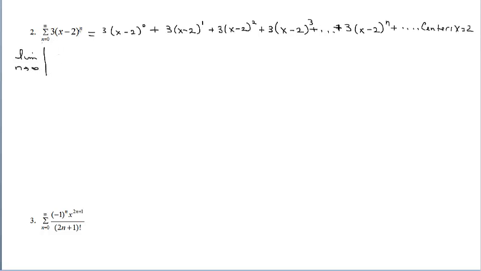All right, everywhere you see n, replace it with n plus 1. I'm going to build a quotient here. All right, a little bit of cleanup. The 3's will cancel. Quantity x minus 2 to the n will cancel. So this will all cancel with this, leaving just one of the x minus 2 terms.